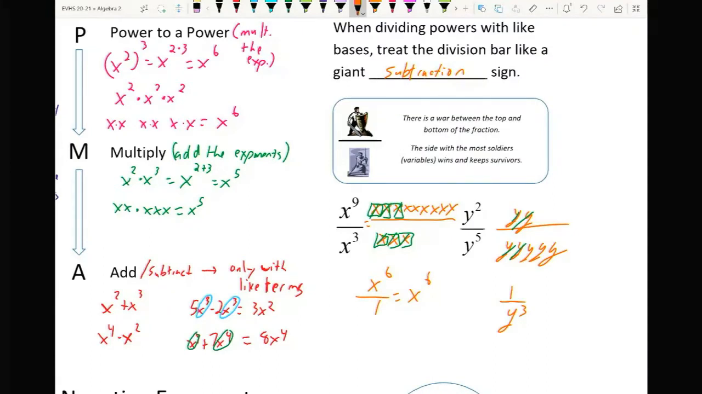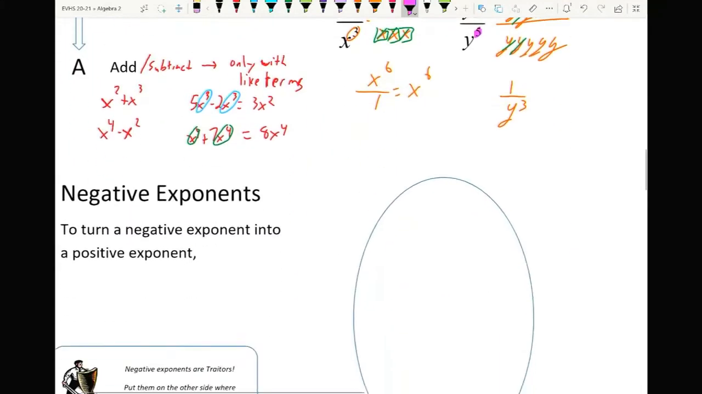Now, kind of the funny, silly example we give on this is there's a war going on between the top and the bottom of the fraction, and the side with the most variables survives. So over here, we've got 9 soldiers on top, 3 soldiers on bottom, and so the top is going to win the war, but 9 minus 3 gives me 6, goes on top. Over here on this war, we've got our 2 and our 5. The 5 is going to win because there's more of them, and 5 minus 2 is 3. So the side with the most is going to win the war.